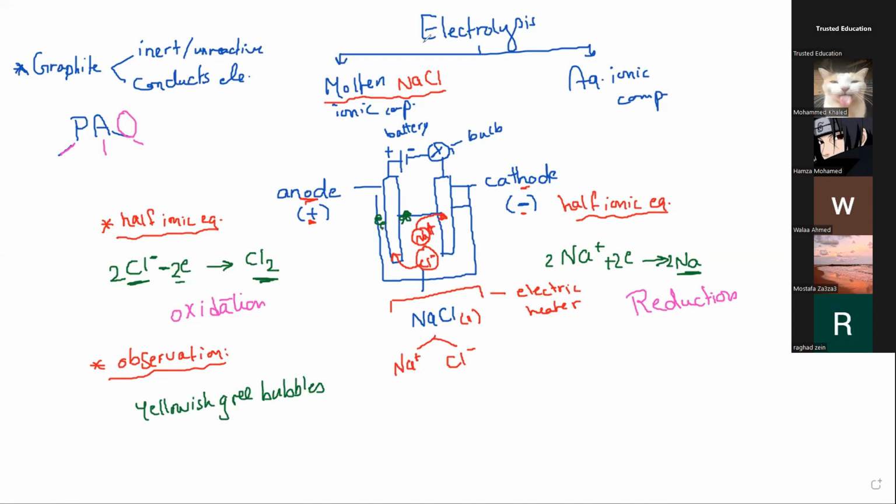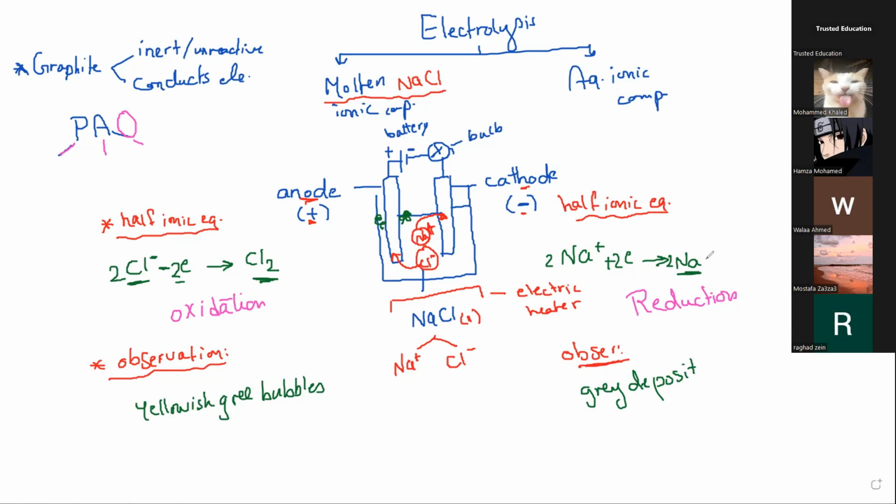Okay, at the anode, what will be the observation? Sorry, at the cathode, what will be the observation? Since it's a metal, I have a gray deposit or gray molten metal, whatever. Are all metals gray in color? Yes. All metals are gray in color except 2. The copper, which is reddish brown, and the gold, which is yellow.